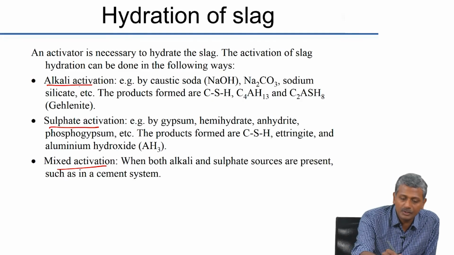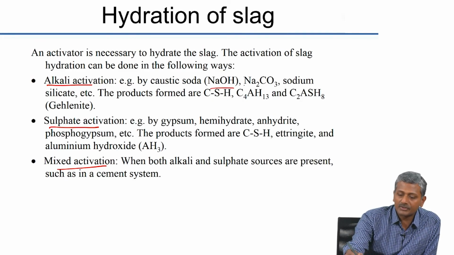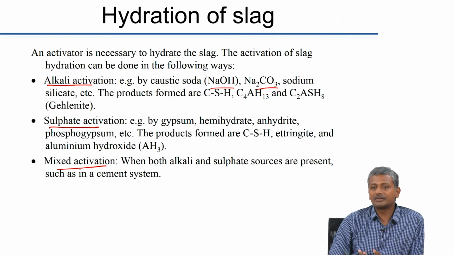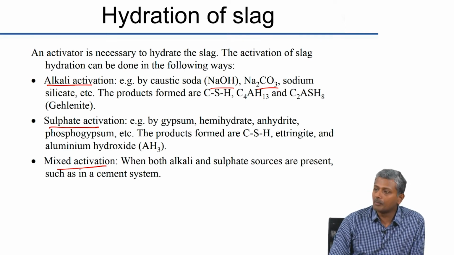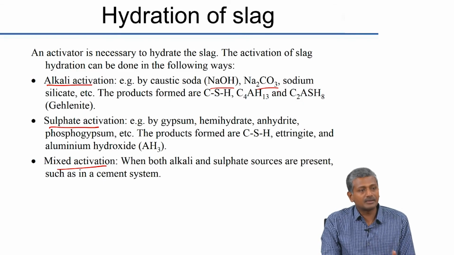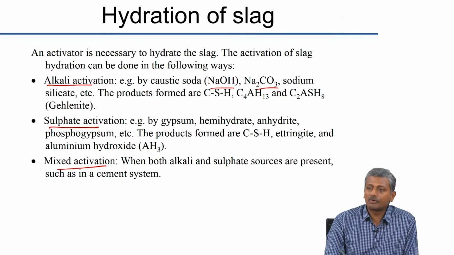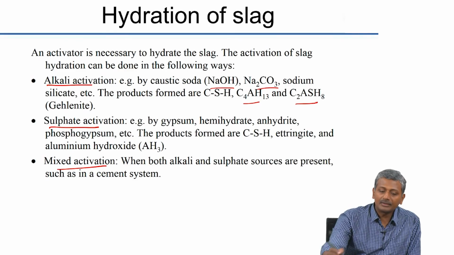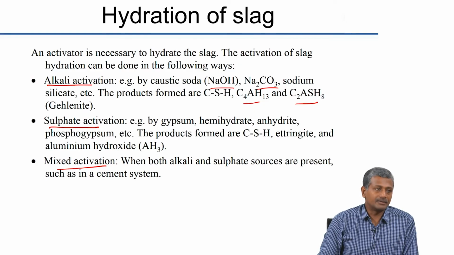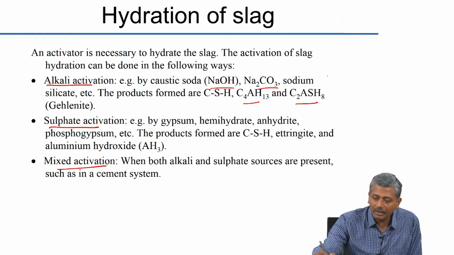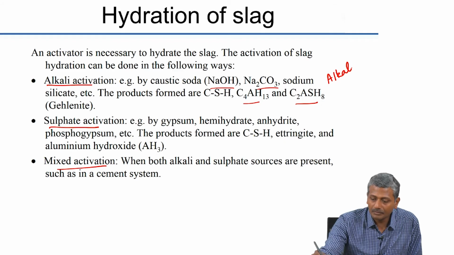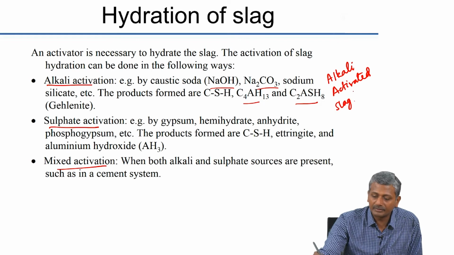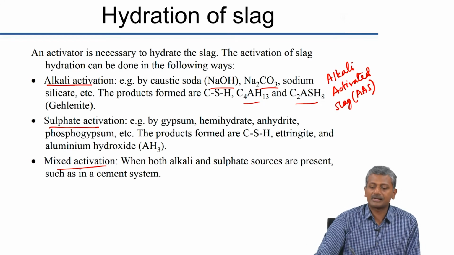So, what happens when alkalis are used to activate? Alkalis like sodium hydroxide, sodium carbonate, sodium silicate, these could be used, sometimes even a combination of the materials can be used to actually hydrate the slag, and this hydration of the slag leads to the formation of CSH, CAH, that is calcium aluminate hydrate, and the gehlenite phase, which is a calcium aluminate silicate hydrate. Now, what is interesting is people often call this system an alkali activated slag system. You may refer to this in literature as AAS, alkali activated slag.